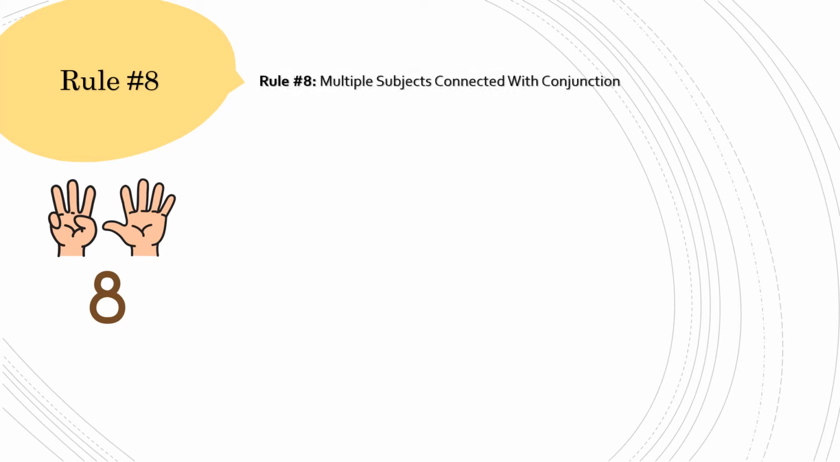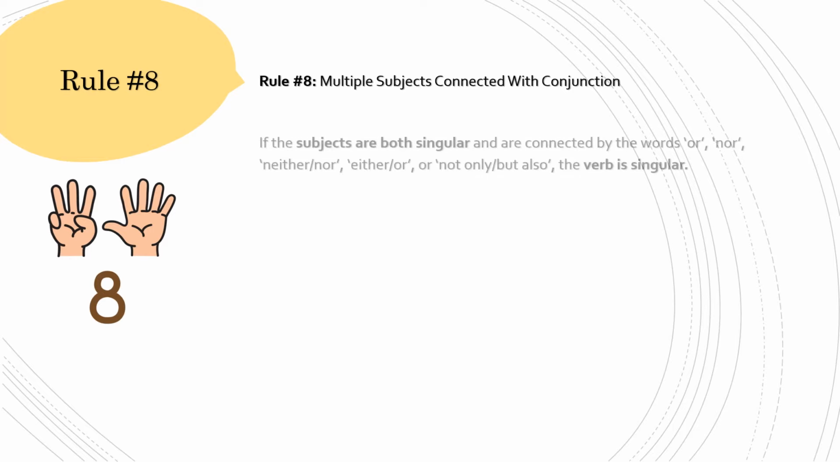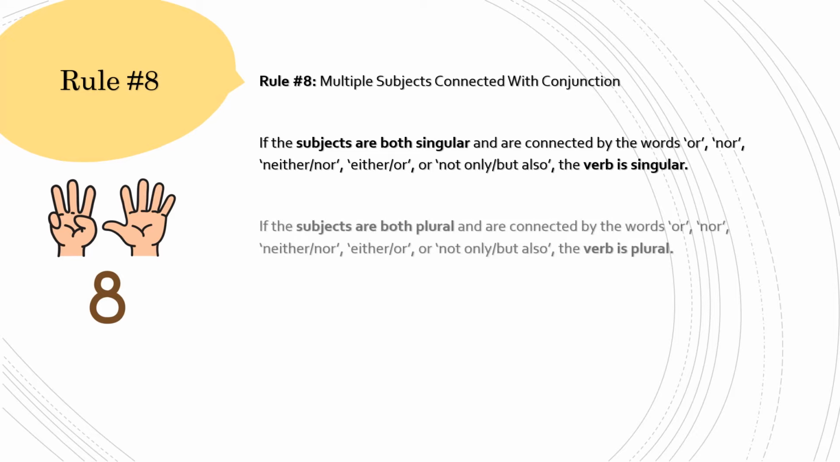Rule number 8. Multiple subjects connected with conjunction. If the subjects are both singular and are connected by the words or, nor, neither nor, either or, not only but also, the verb is singular. If the subjects are both plural and are connected by the same words, the verb is plural.